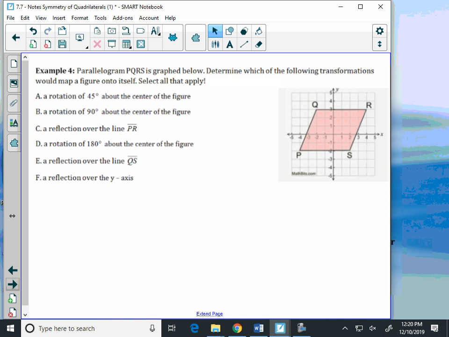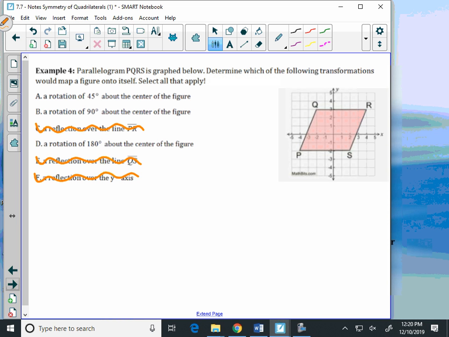Well, what do we know about line symmetry? I always do my line symmetry first. What do we know about line symmetry of parallelograms? Does it have any? No. So can we reflect it over any line then? No. We can reflect over lines, but it won't map onto itself because there's no line symmetry. So we can rule out C, E, and F. Those can't be an answer.